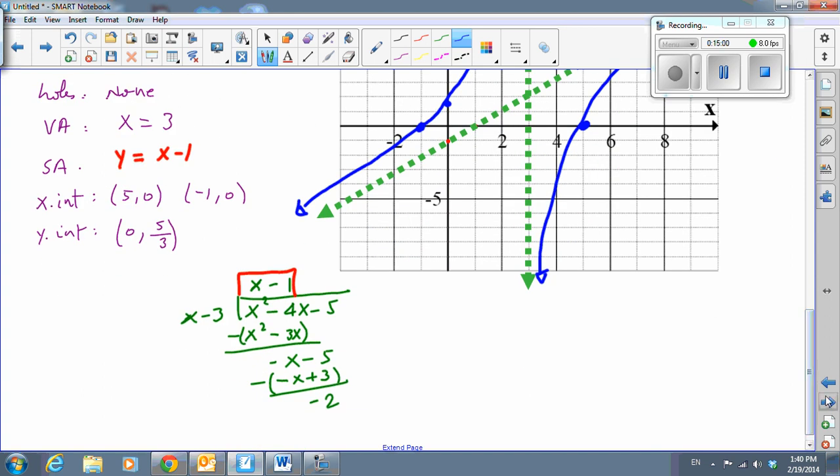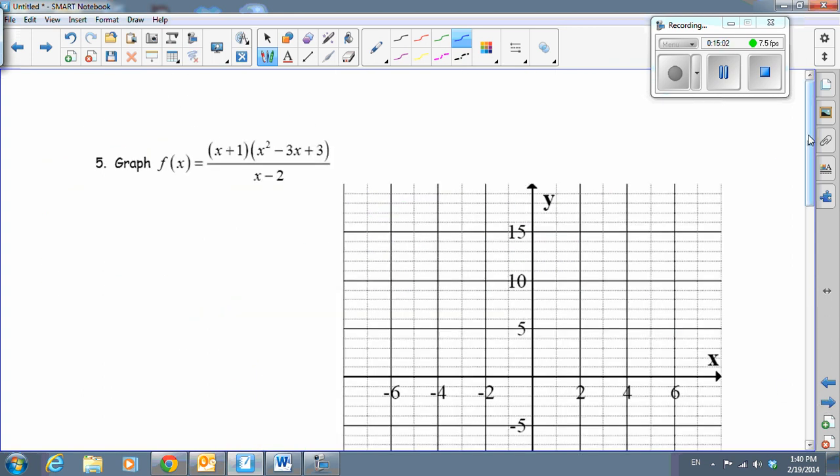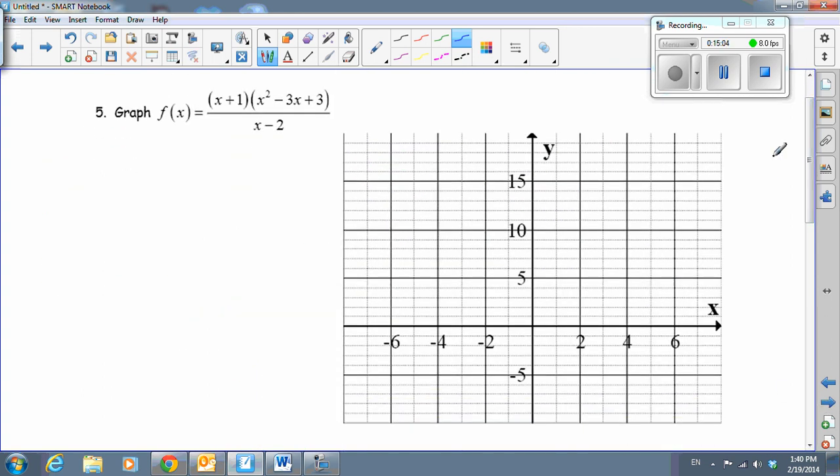Let's look at the next one. Once again, first step is to factor. So let's go ahead and see if we can factor this. To factor this, well, you need to be able to factor this number inside. Two numbers that the product gives you 3 and the sum gives you -3. I do not think you're going to find anything, so I'll leave it as it is. But I do know that I have no holes.